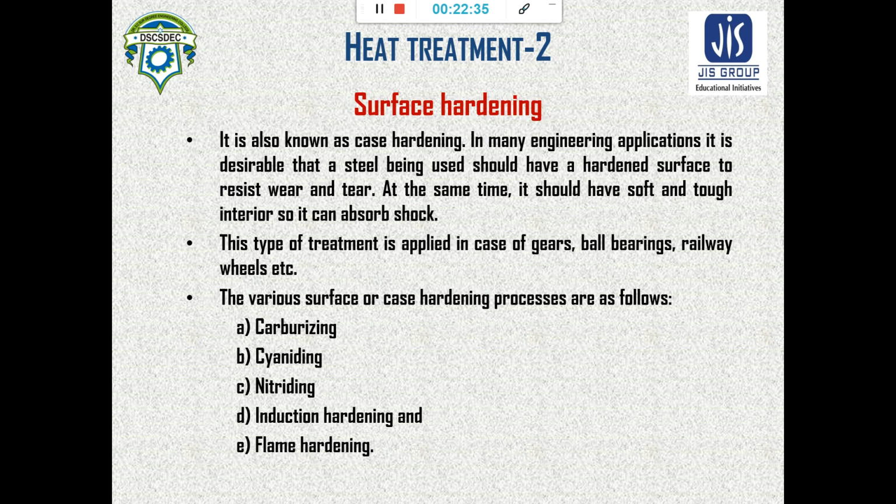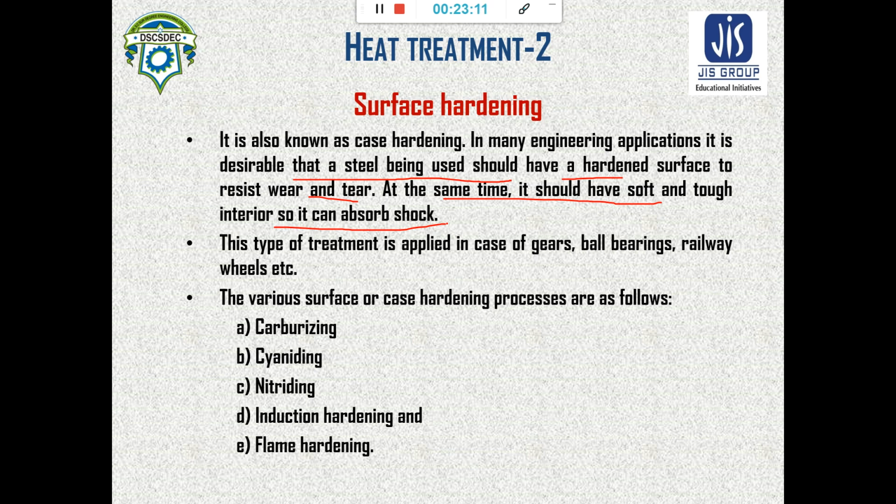Next we are coming to surface hardening, which is also known as case hardening. In automobile engineering, it has great application. It is desirable that a steel being used should have a hardened surface, so the surface of the steel should be hard to resist wear and tear. At the same time, it should be soft and tough at the interior so that it can absorb shock.